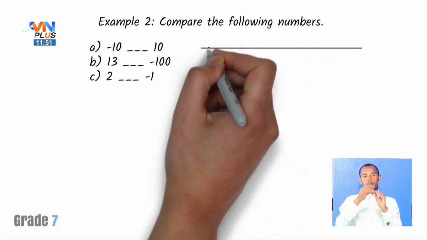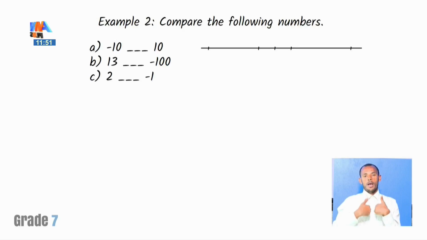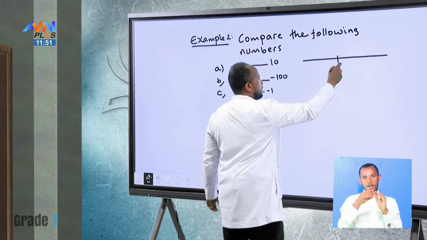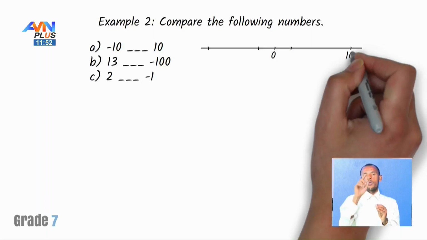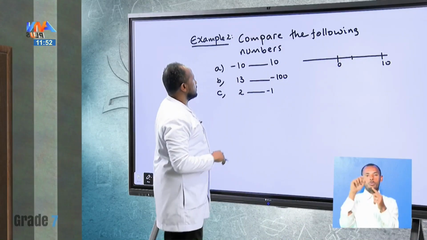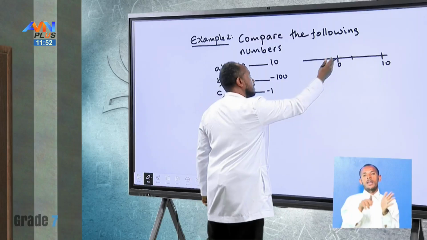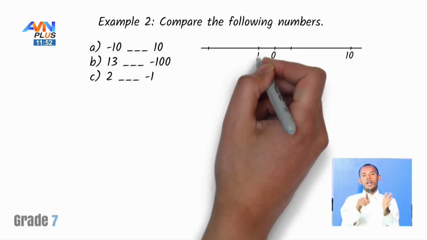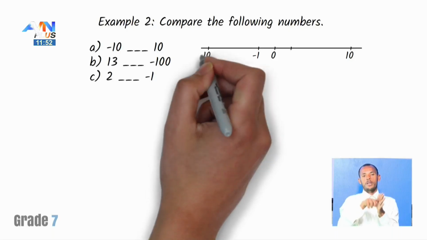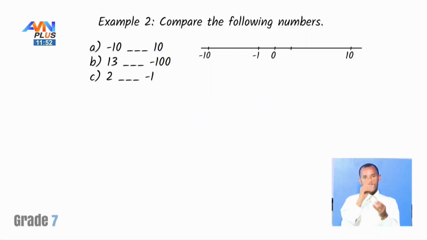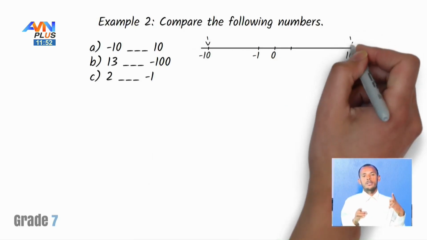We have 0 here, and positive numbers are found to the right of 0. So 1, 2, 3, and so on. You have 10 at somewhere that point. And negative 10, you will have to the left of 0. So negative 1, negative 2, and so on. You arrive at negative 10. So let's see the numbers. Negative 10's location is here, and positive 10 is here.